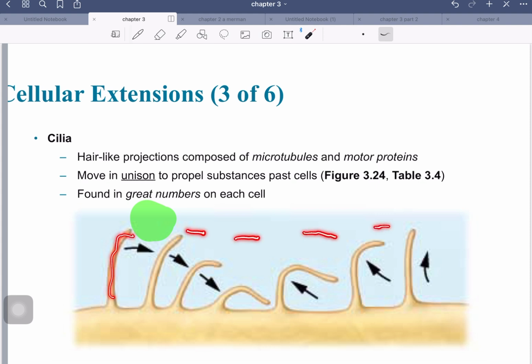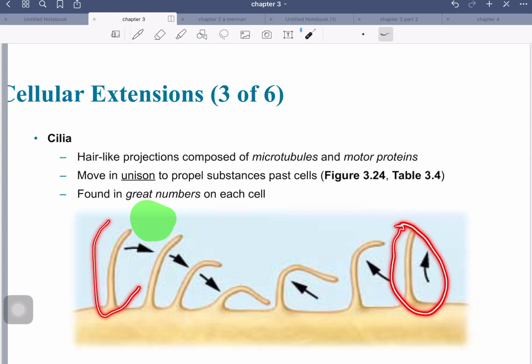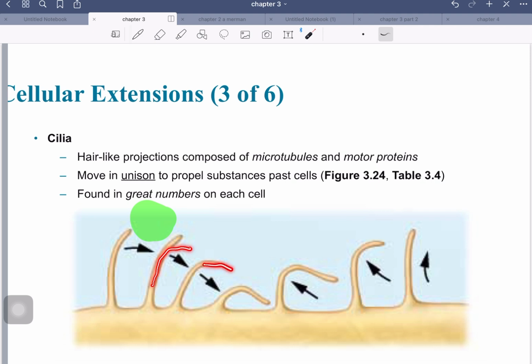As the material gets moved along, the cilia has to get back to its original position. So this is what it looked like when it starts the cycle. This is where we want to get back to. So how does it do it? It uses these motor proteins in the internal structure to bend over. And as it flops over, we often call this the power stroke. Then it has to do the recovery component.